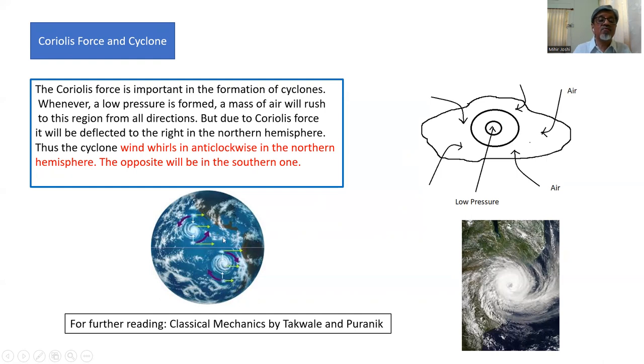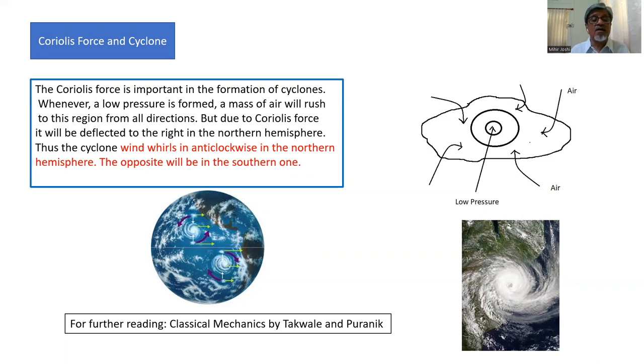So these are two different cyclones taking place. One is above the equator, another is below the equator. Above the equator is the northern hemisphere, below the equator is the southern hemisphere. The whirling wind directions are different, and that is due to the Coriolis force or Coriolis acceleration. So the Coriolis force and Coriolis acceleration are very important on Earth in cyclones as well as in missile launching, and many phenomena taking place on Earth are affected by this Coriolis acceleration. Though the value is small, it is effective in certain cases.